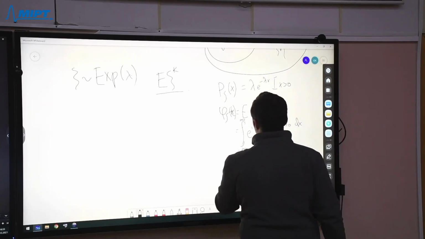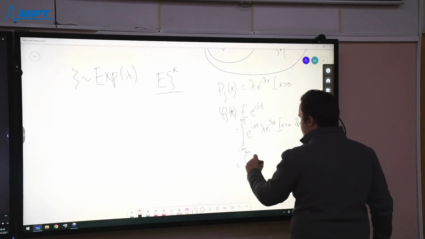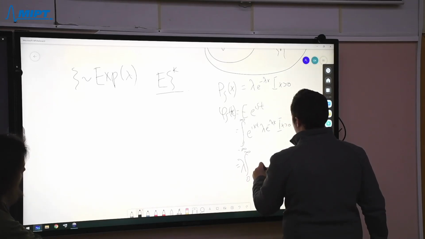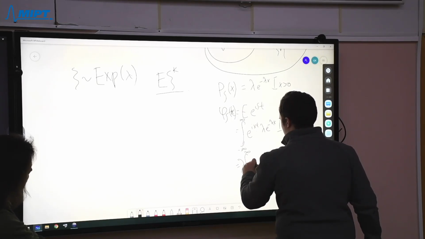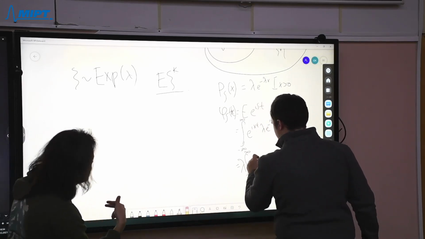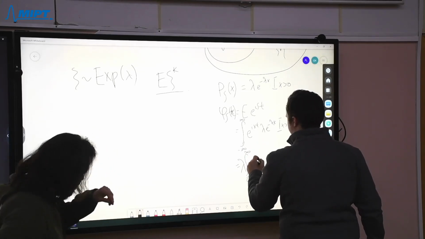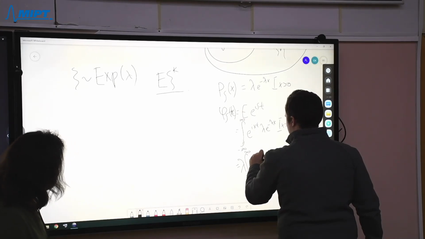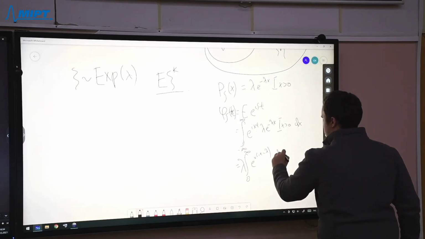I'm going to remove the indicator function and change the integral limits. And lambda will be taken out, and I'll combine the exponents. You have that x is common, right? So it's x times (it minus lambda), dx. And what is this integral?